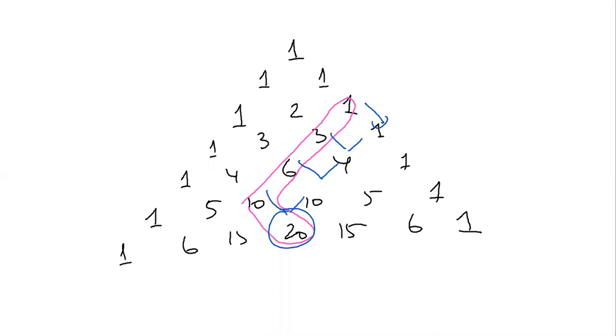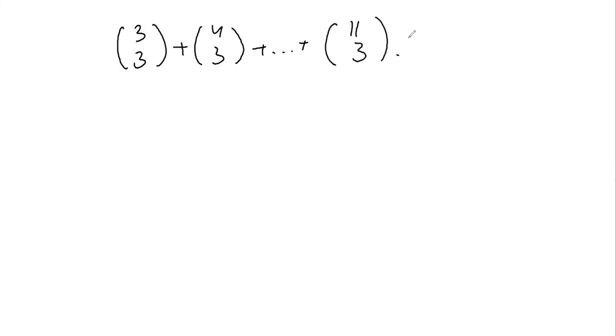So let's do some practice together very quickly to see if we know how to apply the hockey stick theorem, right? This should be pretty quick if you memorize the hockey stick theorem. My first question is, what is 3 choose 3 always summed up to 11 choose 3 like this? So what is this value?